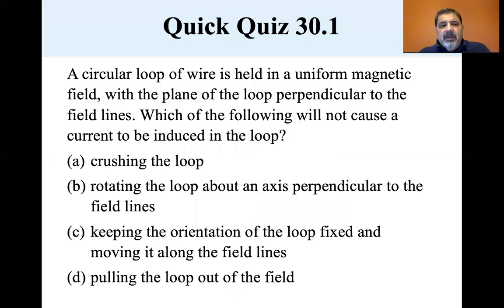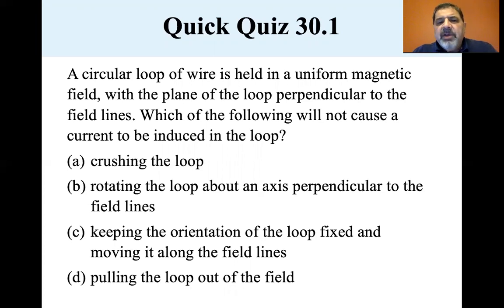Okay, now, a circular loop of wire is held in a uniform magnetic field with the plane of the loop perpendicular to the field lines. The key words here are uniform magnetic field with the plane of the loop perpendicular to the field lines. Now, it's saying the plane of the loop is perpendicular. The normal of the loop is parallel to the field lines. I know that can be confusing, but you have to keep the two straight.